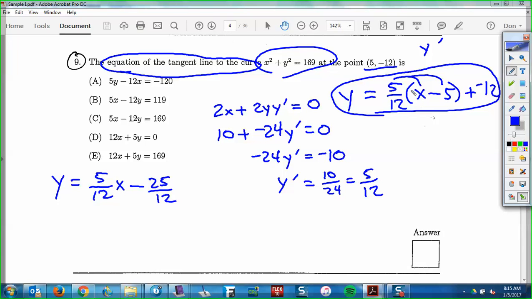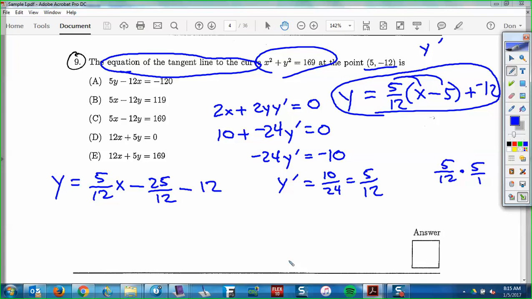Remember, when you take 5/12 times 5, you just multiply across. I mean, this is the killer: we do all this good calculus stuff here, and then all of a sudden we can't get the answer because we don't want to multiply two fractions. That's, and then minus 12 like that.